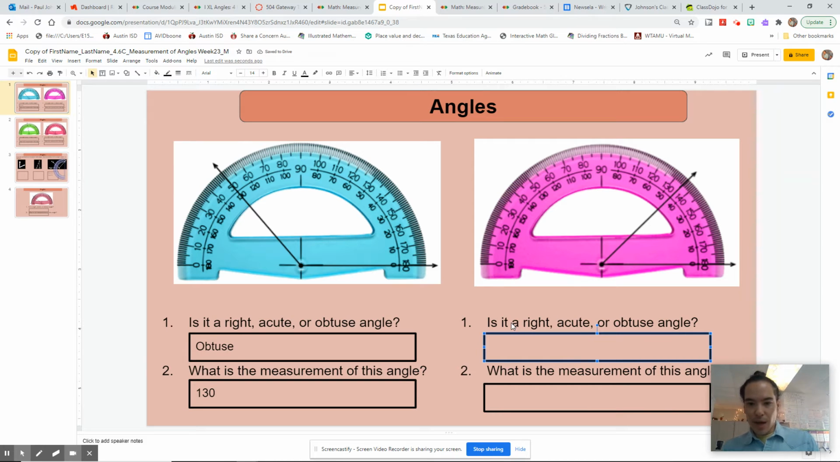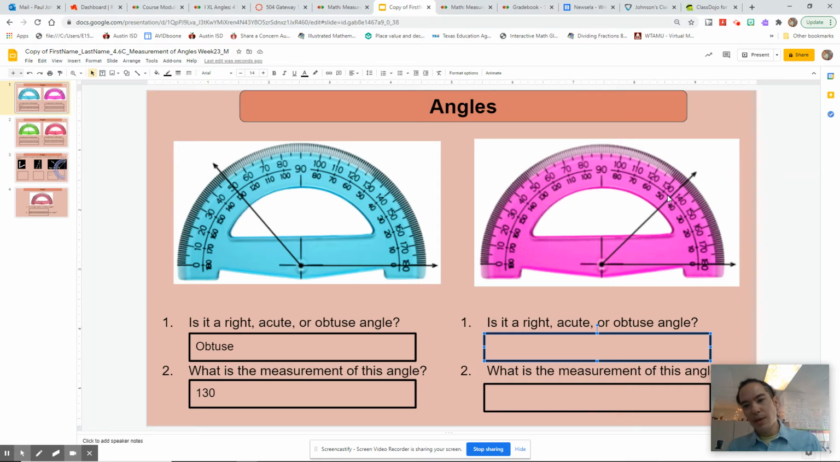Second one. Is this a right angle, acute, or obtuse angle? So is it a right, 90 degrees? Is it acute, smaller than 90 degrees? Or is it obtuse, larger than 90 degrees? Well, if I look at it, it would appear that my angle is smaller than 90 degrees. It is not an L. It is not leaning over backwards. So my number will be the small number.